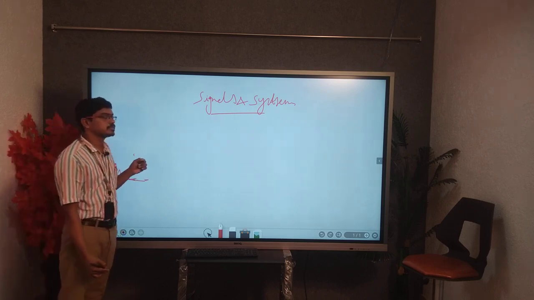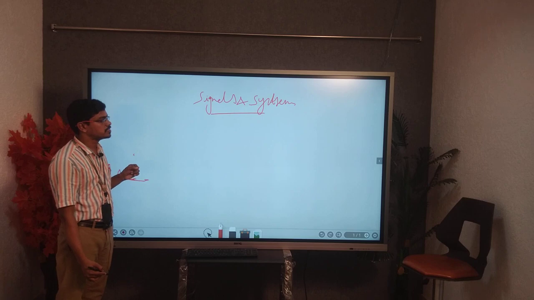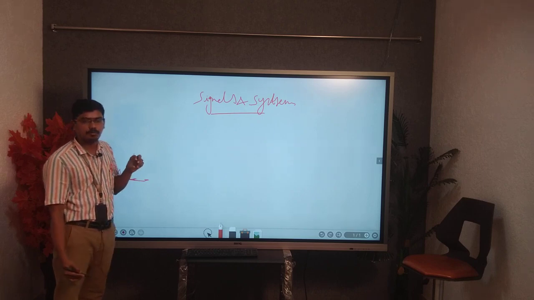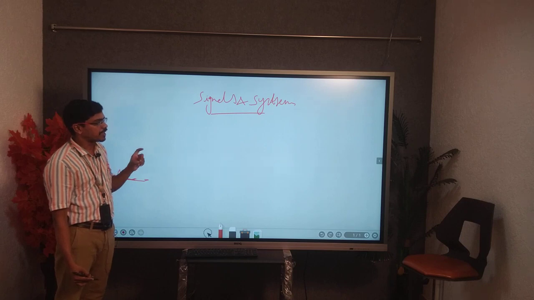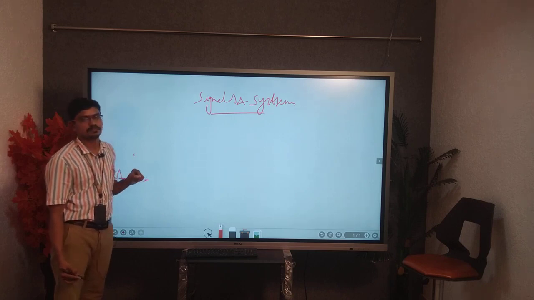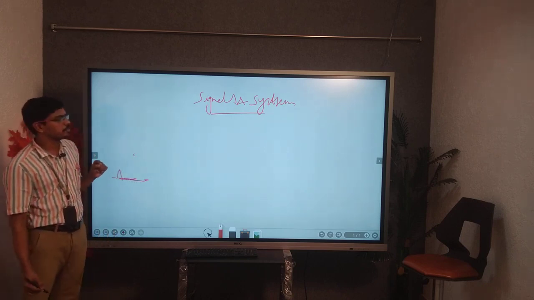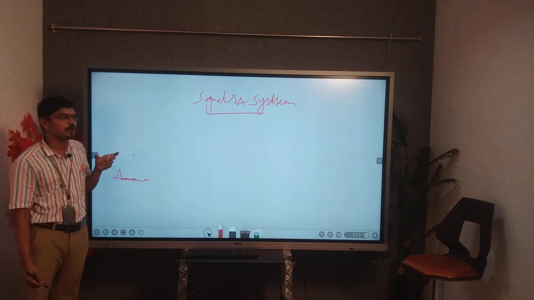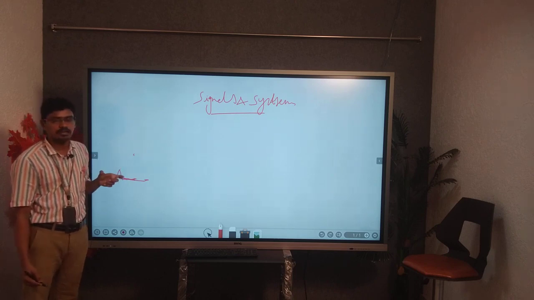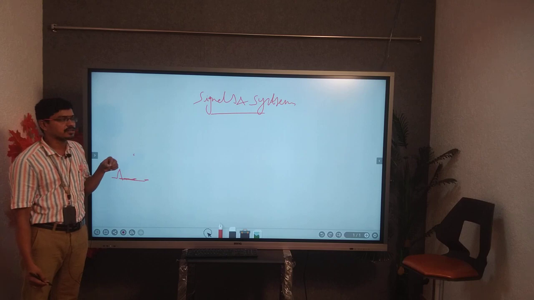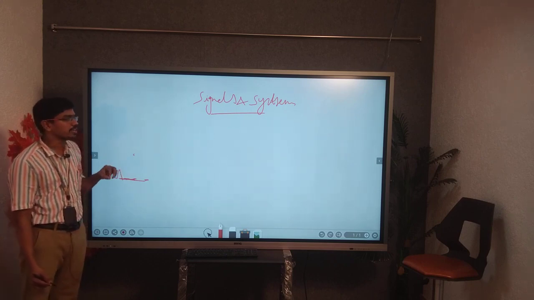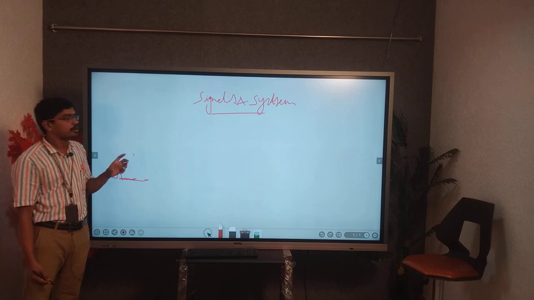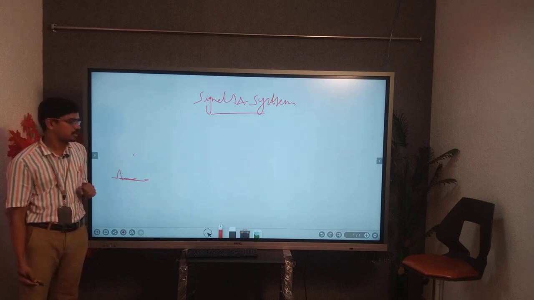Next, a system is a device which works on the operation of signals. It depends on the characteristics of the signals. A system is a group of elements connected together and working based on the characteristics of the signals.